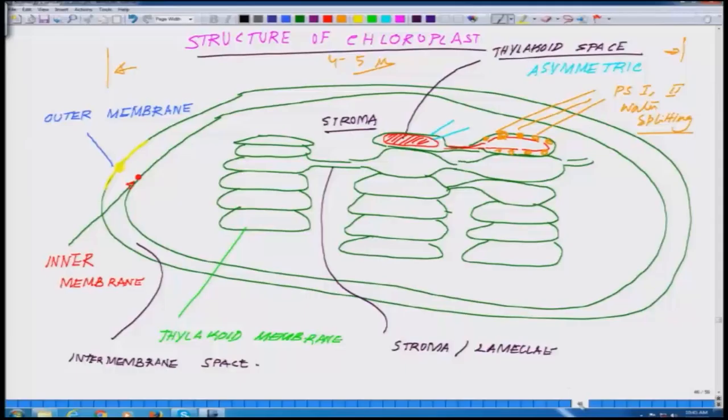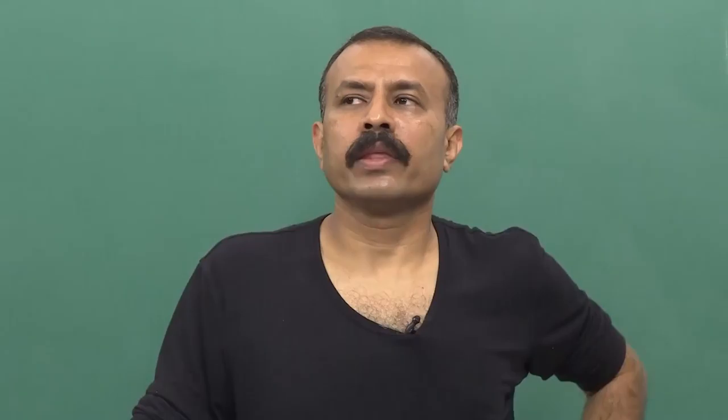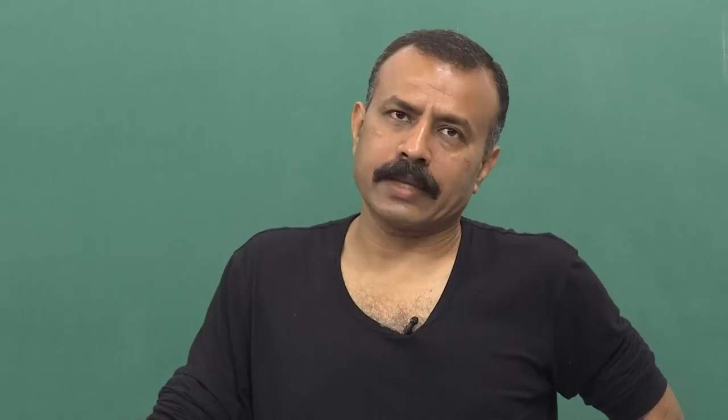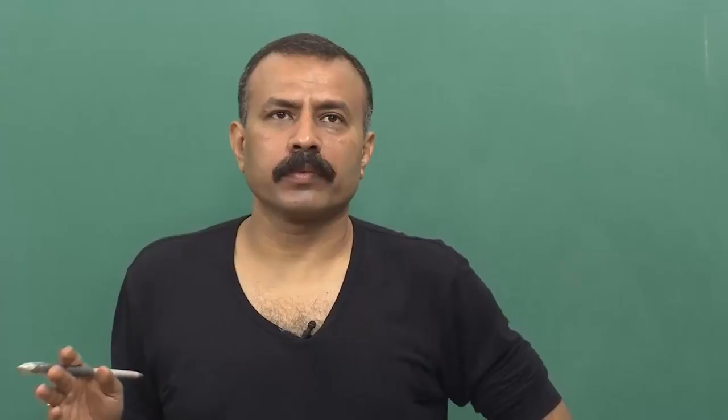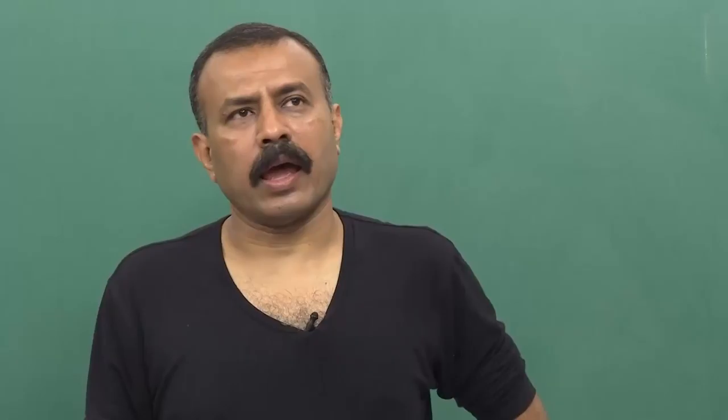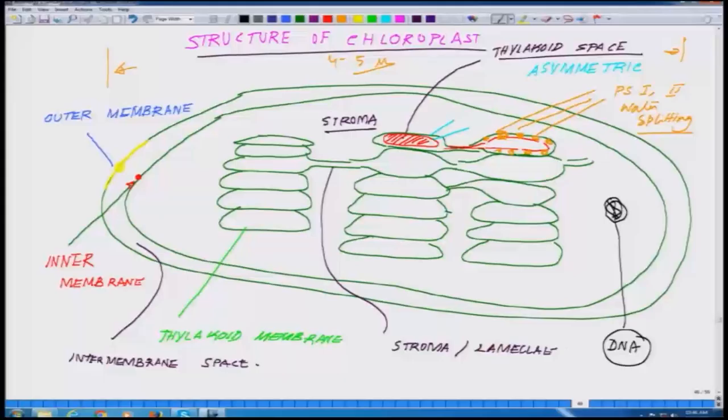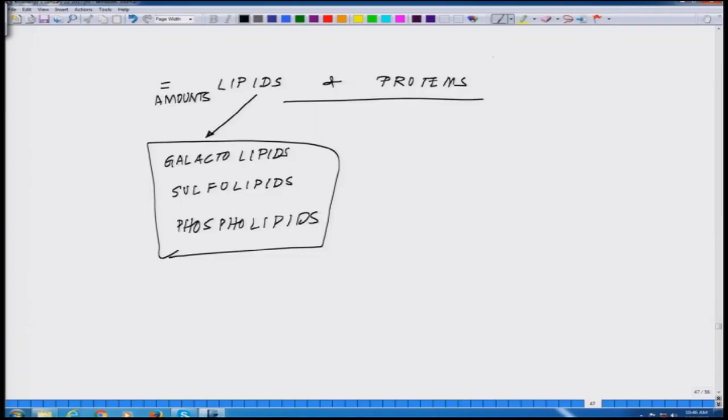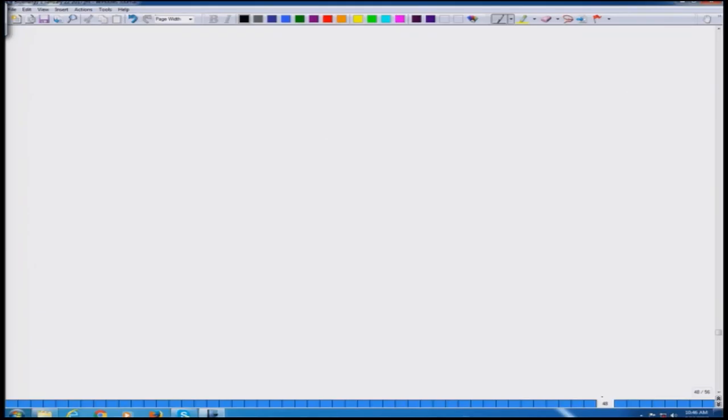So, this is overall, and of course, I have already mentioned to you that this structure also has its own genetic material. That is one of the reasons why people say that at some point in evolution this was a stand-alone organelle, which for some reason parasitized another animal, and today what we see is that the plant evolved because of that. Okay. So, coming back, this is what we have talked about.